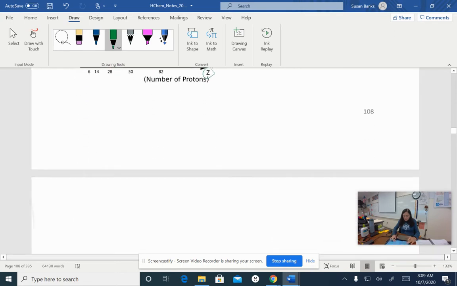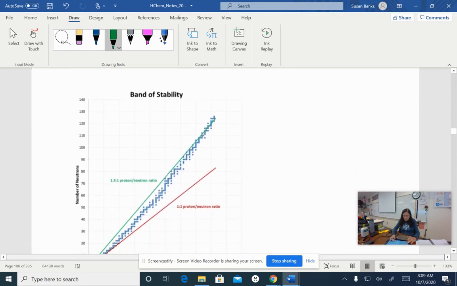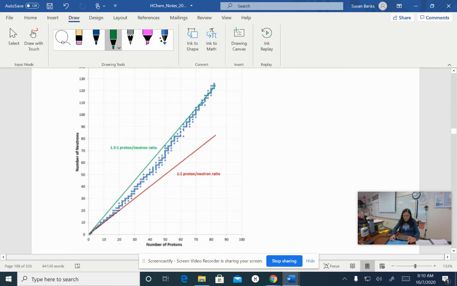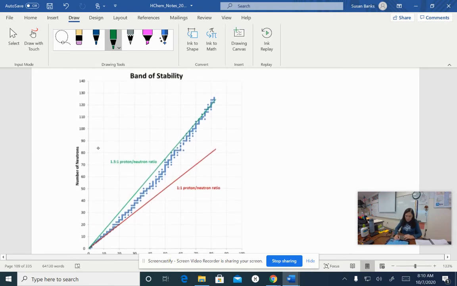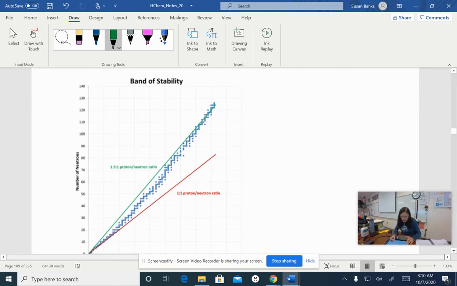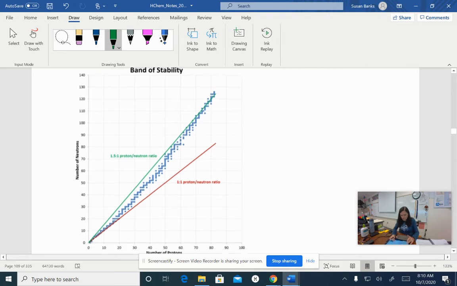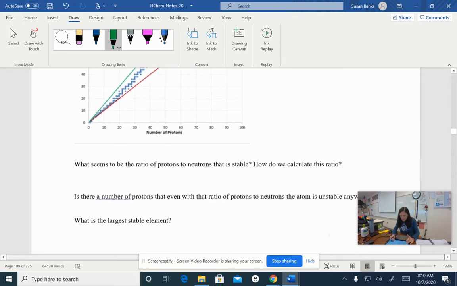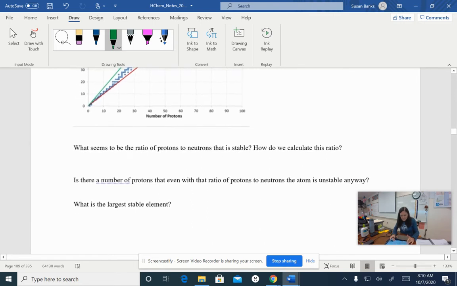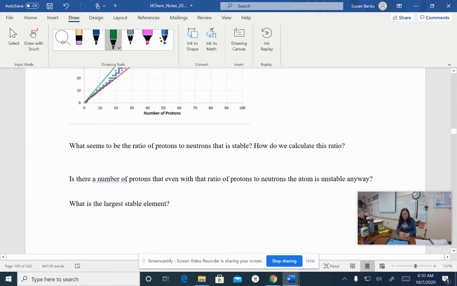So here are some questions. Here's another band of stability graph. Here it has both the 1-to-1 ratio on it and the 1.5 to 1 ratio on it. And you'll see that almost everything that is stable falls between the 1-to-1 and the 1.5 ratio. Okay? So, what seems to be the ratio of protons to neutrons that is stable?